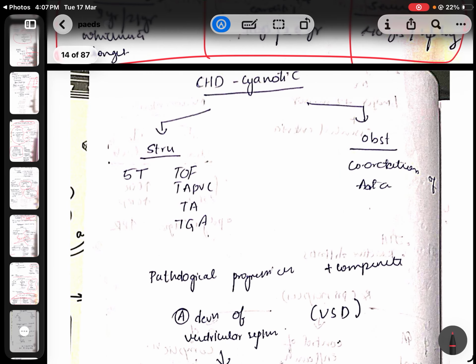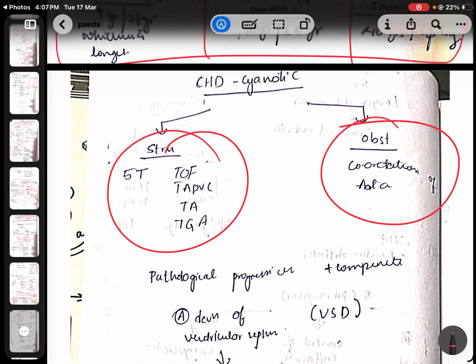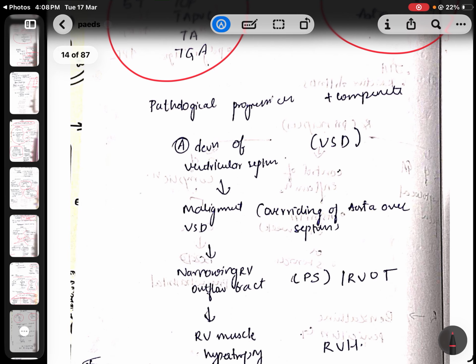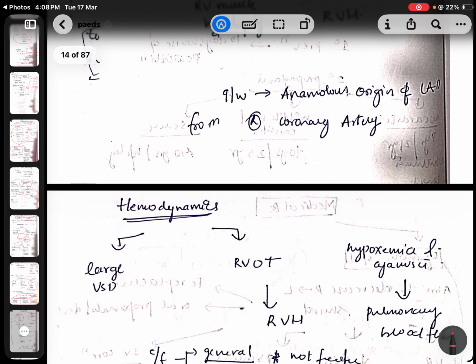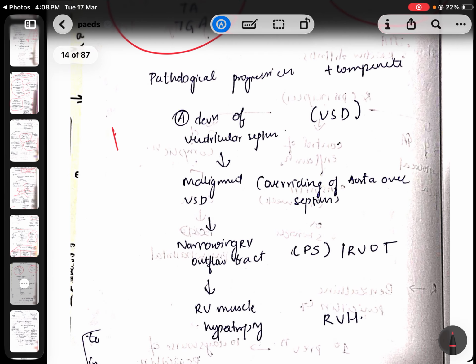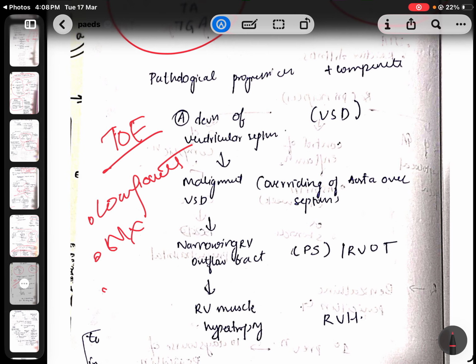Then again, congenital heart disease, this is the core pediatrics part, you should know in and out. For cyanotic, these are the two things you need to remember: structural and obstruction. Obvious characterization of aorta, and the five is TOF, TAPVC, TGA. I am sure you can study about this, but the important thing is TOF, where they ask again for the components of TOF, and how you manage it, and breath-holding spells.